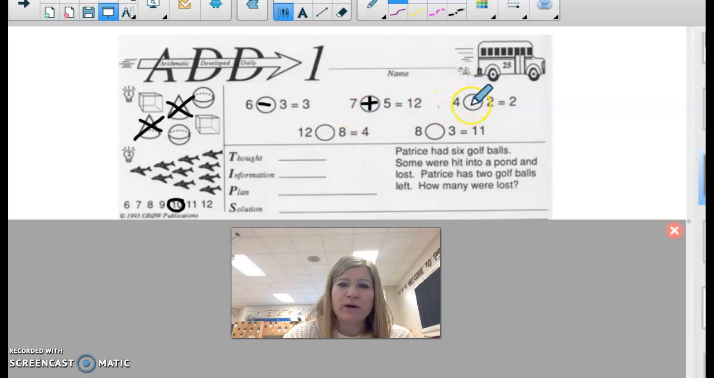Next one, 4 blank 2 equals 2. This number is smaller than 4, so that means we are going to subtract. Next one, 12 blank 8 equals 4. Again, the number is getting smaller, so we're subtracting. Last one, 8 blank 3 equals 11. 11 is the biggest number, so that means we are adding.